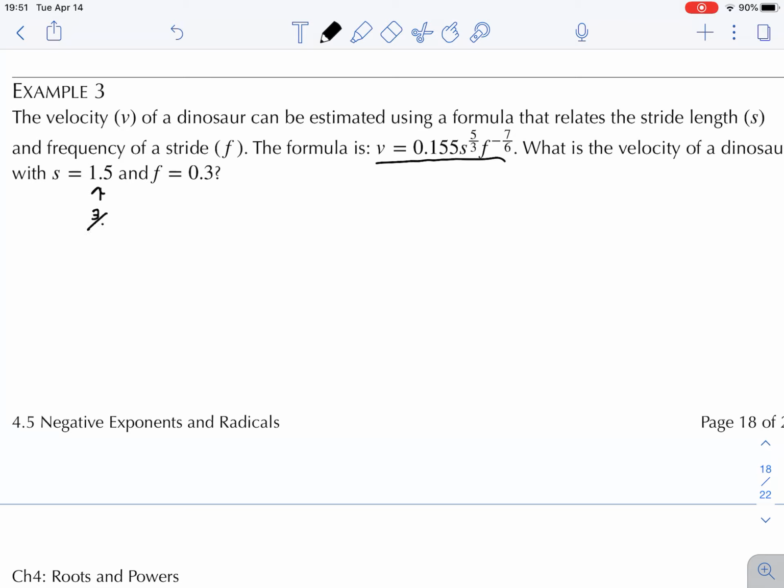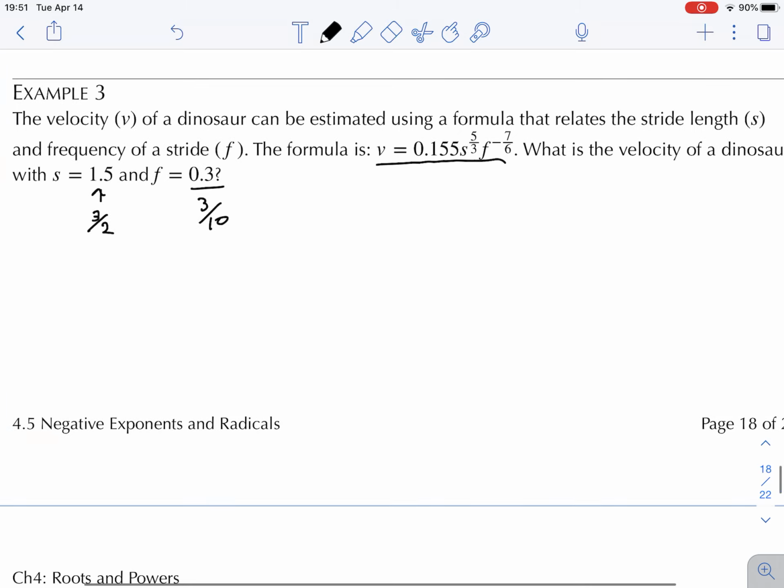Now, I'm going to simplify this. This is 3 over 2. And f is equal to 0.3, which is 3 over 10. I'm simplifying, putting these in fractions, so I can do as much without the calculator as possible. So I write out my formula. V is equal to 0.155 s to the 5 over 3 times f to the negative 7 over 6.